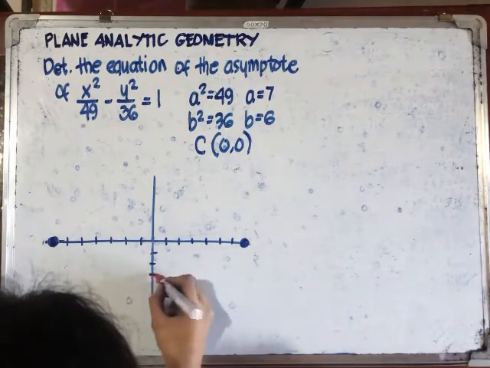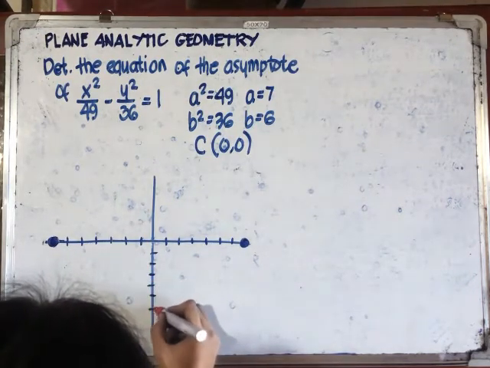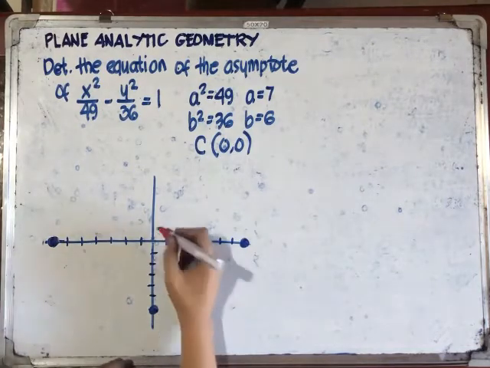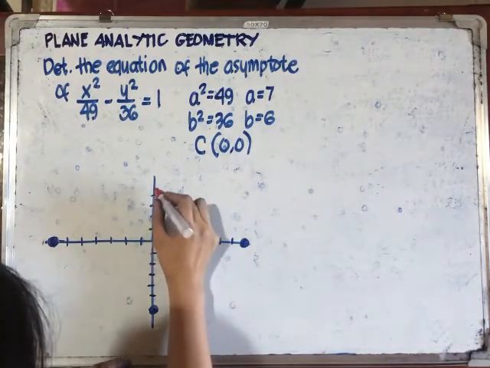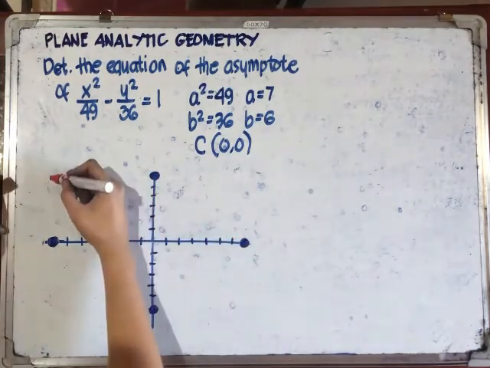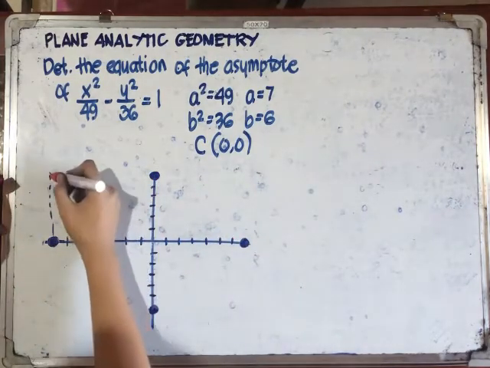O, ayan na. Ito na yon. So, maglagay tayo ng 6 na increment. Medyo malaki-laki kasi yung drawing natin. This is 1, 2, 3, 4, 5, 6. 1, 2, 3, 4, 5, 6. So, ito yung ating magiging imaginary box.